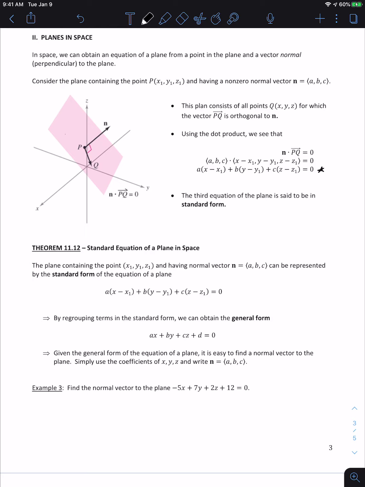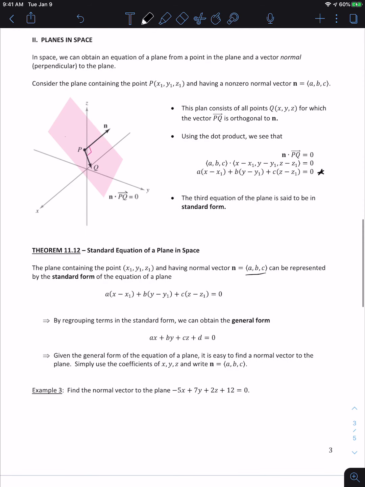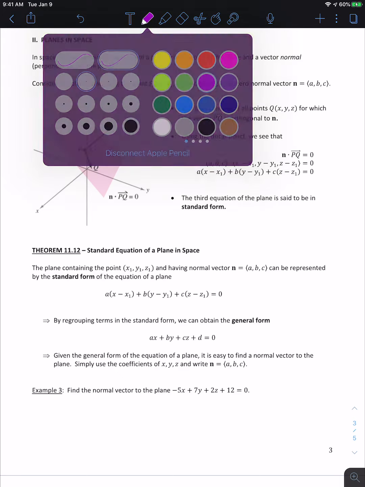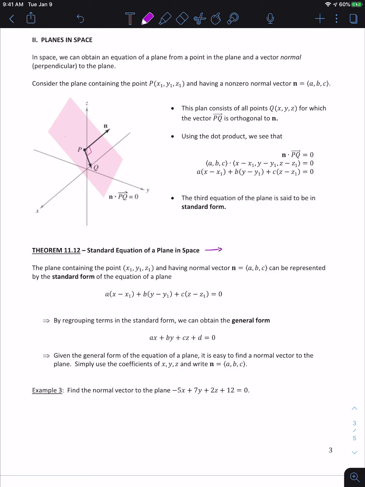Okay, so theorem 11.2, standard equation of a plane in space. The plane containing the point x1, y1, z1 and having a normal vector n equals ABC can be represented by the standard equation of a plane, which is this equation here, exactly the same as the one I started above. So in other words, what we need in order to write the equation of a plane is a point and a normal vector. Right? So for the equation of a line, we just need a point and a vector, right? And now for a plane, we need a point and a normal vector.